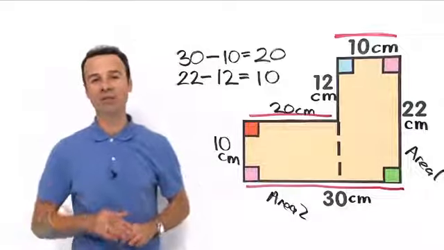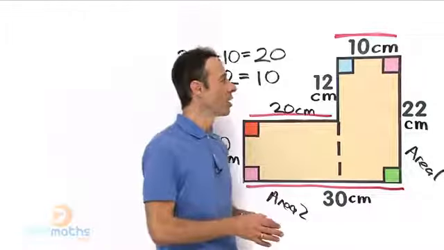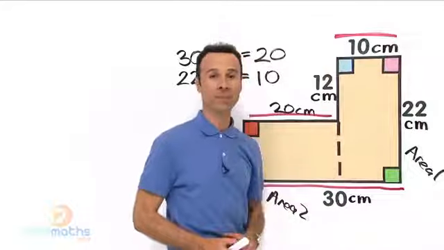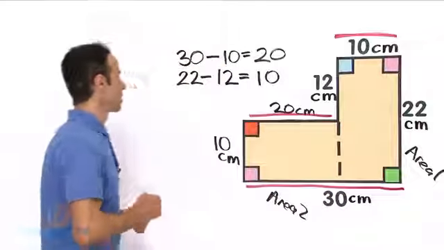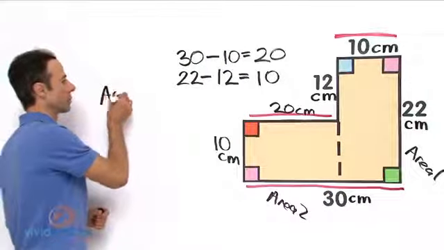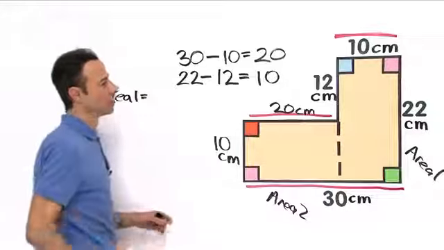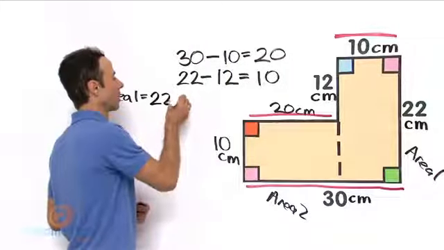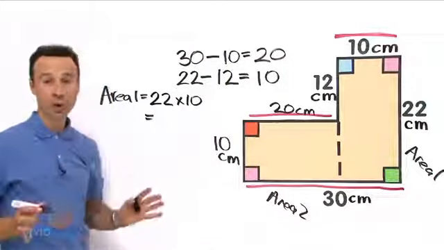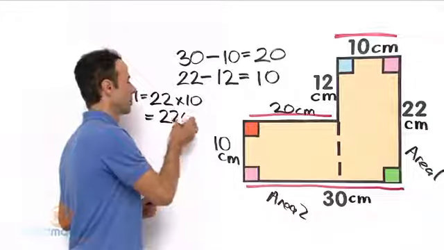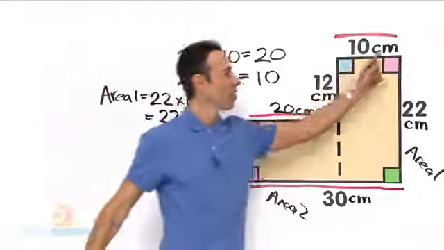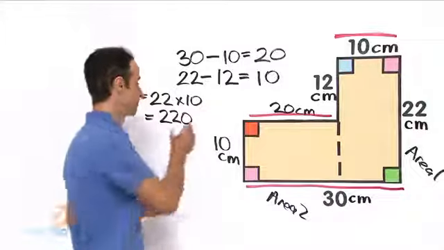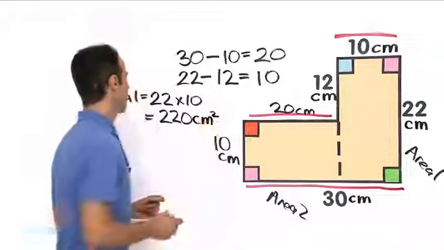Now we know with areas it's length times breadth. So let's take a look at what we have. We have length times breadth or width. So it's 22 times 10. So that's this area in here. So let's work that out. So area 1 equals 22 times 10. And that equals 220. And let's check out those units. They're both in centimeters. So because it's area, it's going to be centimeters squared. Okay, we've got area 1.